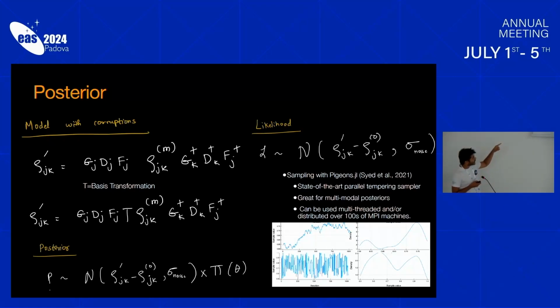Just a side note, as I've mentioned before, this T is just the basis transformation if you have a mixed polarization interferometer, which makes our life easier.